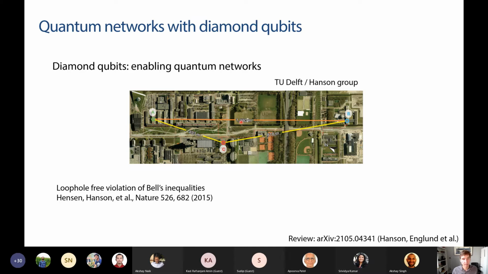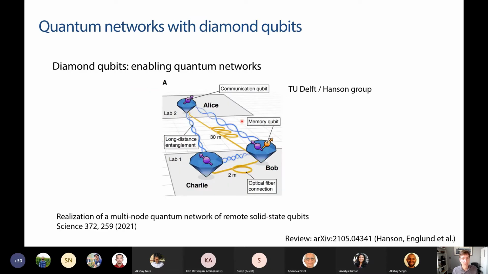in a way that violates Bell's inequalities in a loophole-free manner due to the large distance between these qubits. And more recently, also from the Hanson group, they demonstrated the first realization of a multi-node version of this network. We now have 3 different diamonds that are entangled optically through quantum optics techniques. I could also talk about how these qubits can be used for sensing and a range of other applications, but I'll stop there for now.